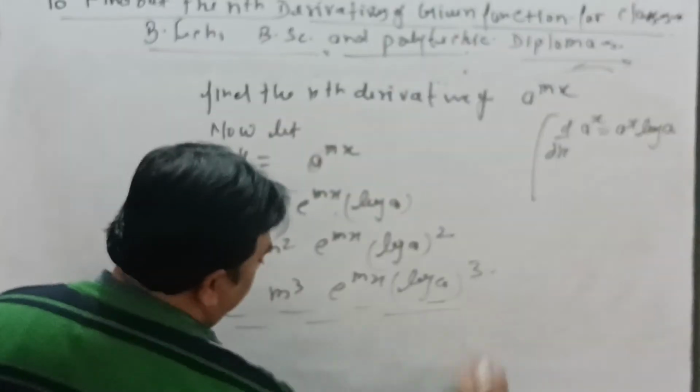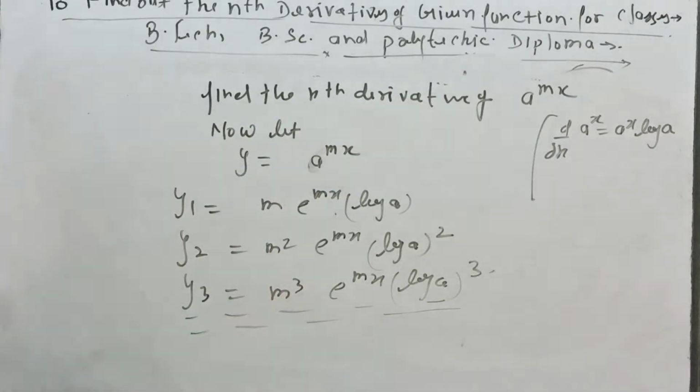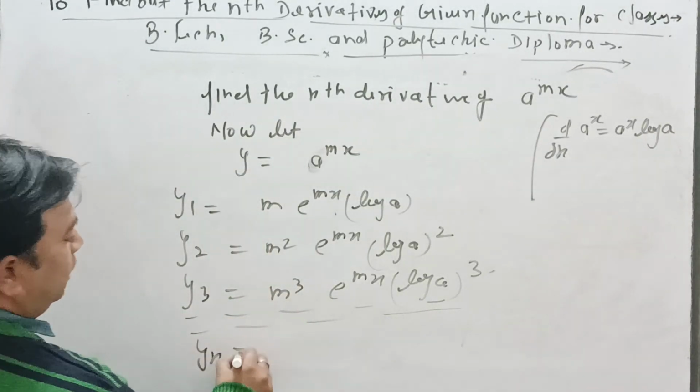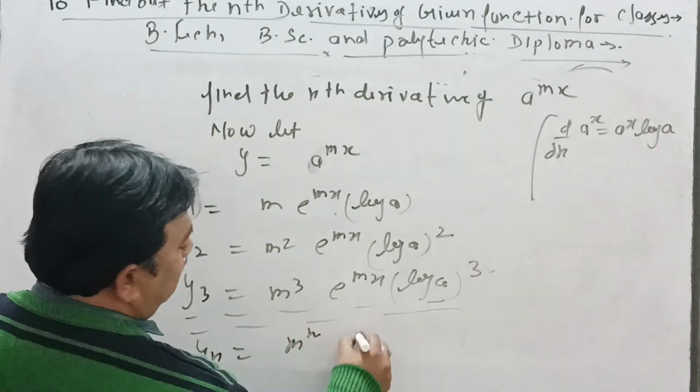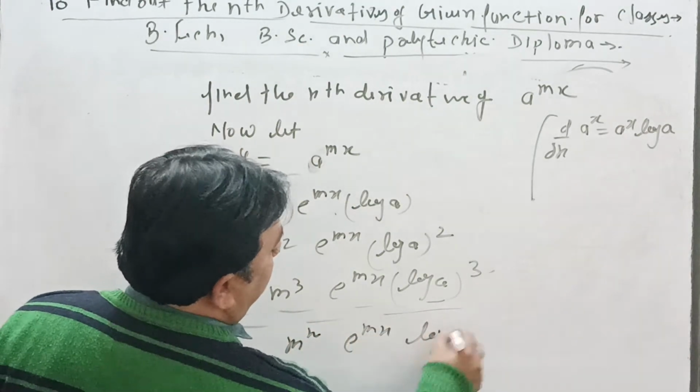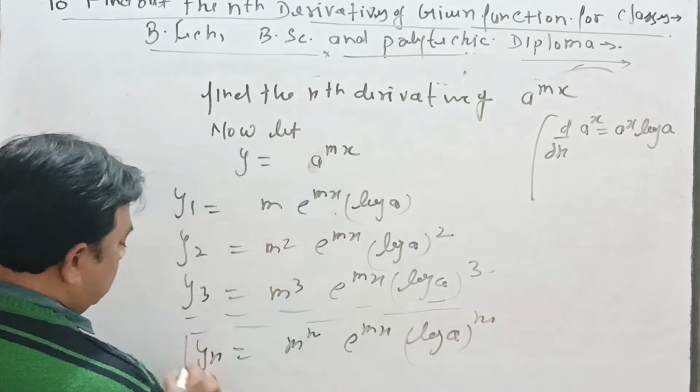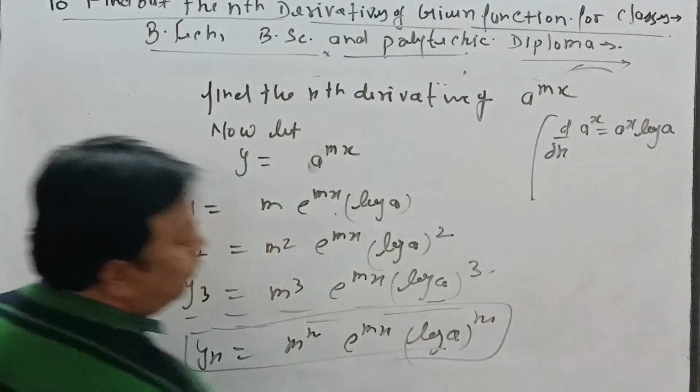At the nth derivative, you only change the value of this. So yn equals m to the power n, a to the power mx, log of a to the power of n. This is the nth derivative. Very simple formula.